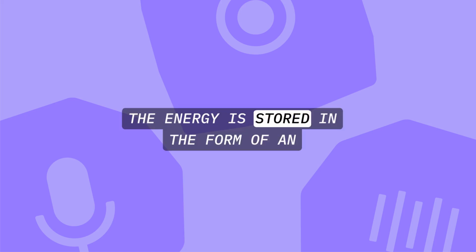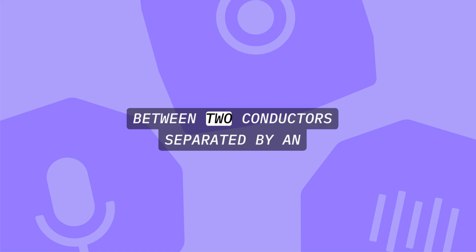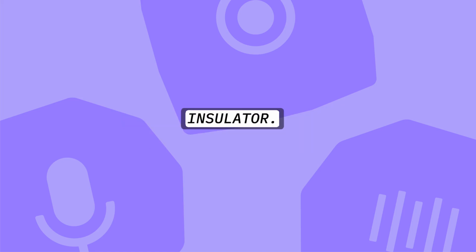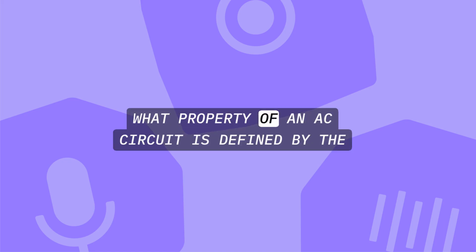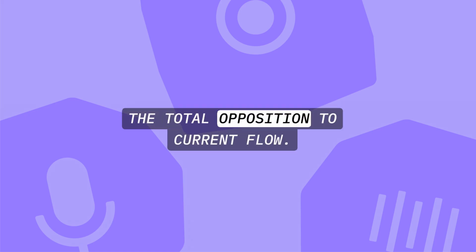How does a capacitor store electricity? The energy is stored in the form of an electrostatic charge, or field, that exists between two conductors separated by an insulator. What property of an AC circuit is defined by the term impedance? The total opposition to current flow.